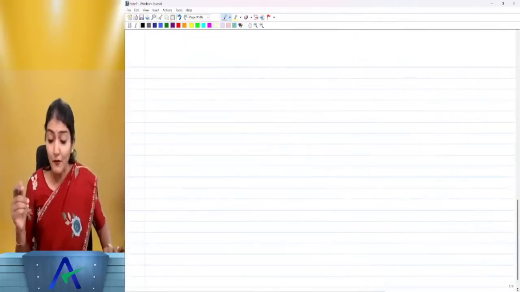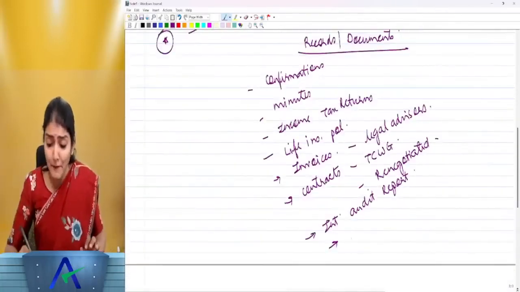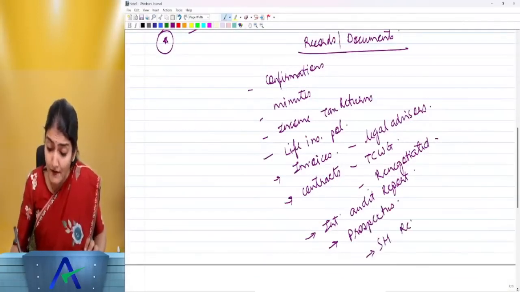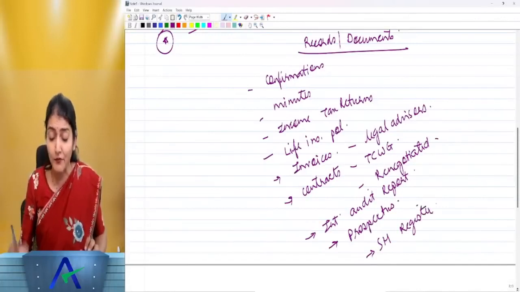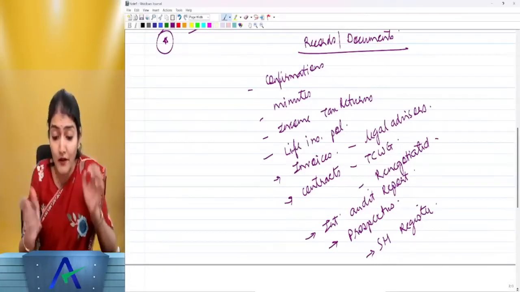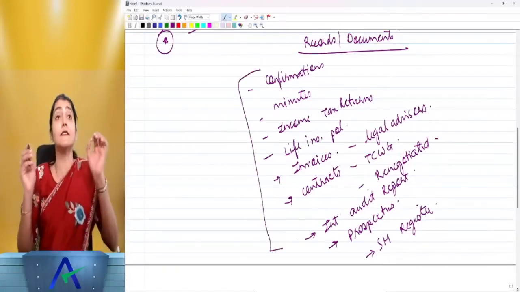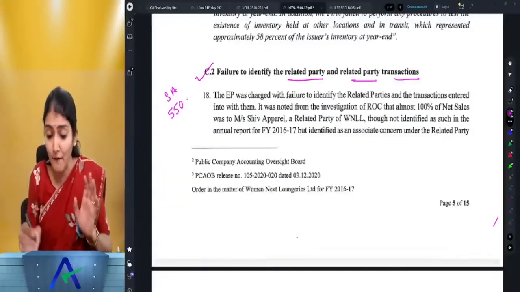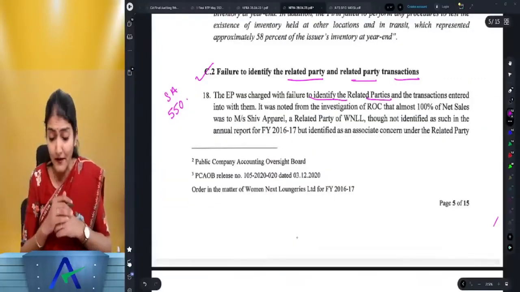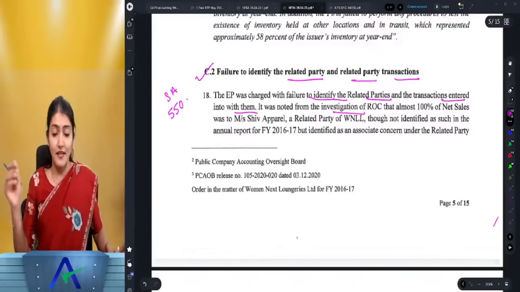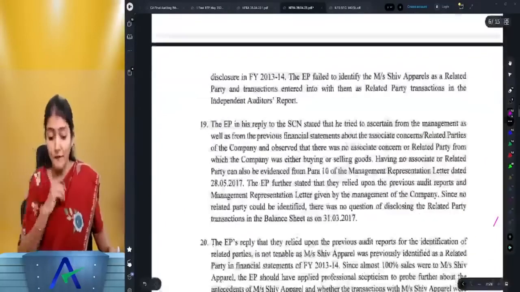Right. Then after that, what does it say? The papers filed with the regulator, like the prospectus and so on, right? Then the shareholders register. So these are records and documents, the statutory records of the company. These are records and documents which will help the auditor to identify the existence of the related parties. And here, what does it say? This auditor failed to identify the related party and the transactions entered into with them. It was noted from the investigation. Right. So, failure to identify related party.